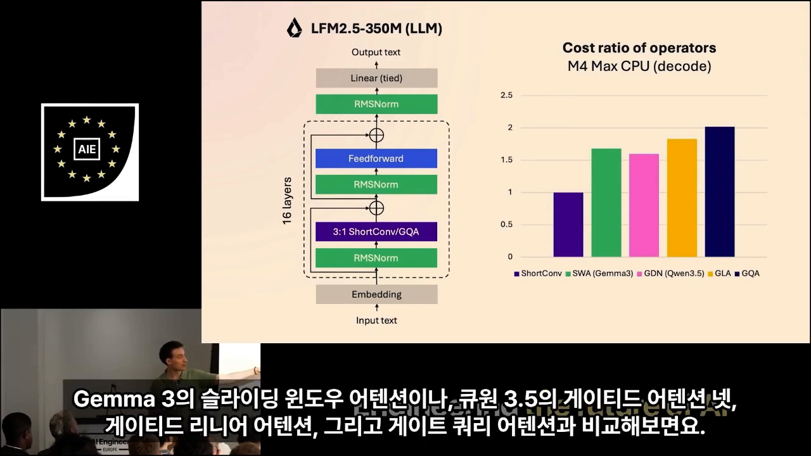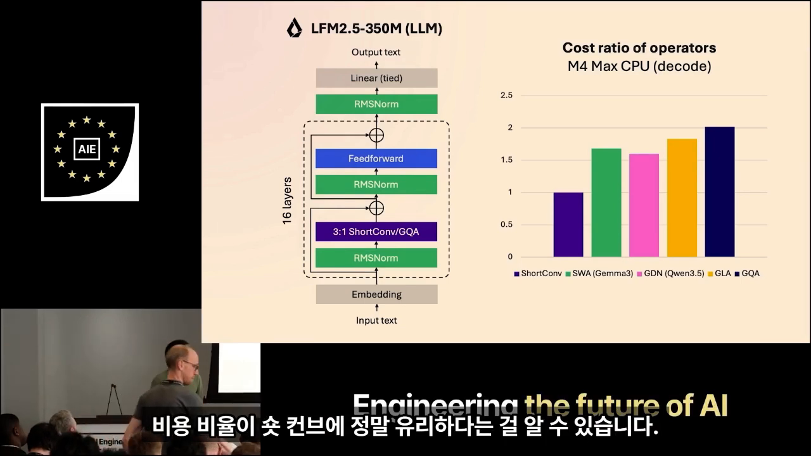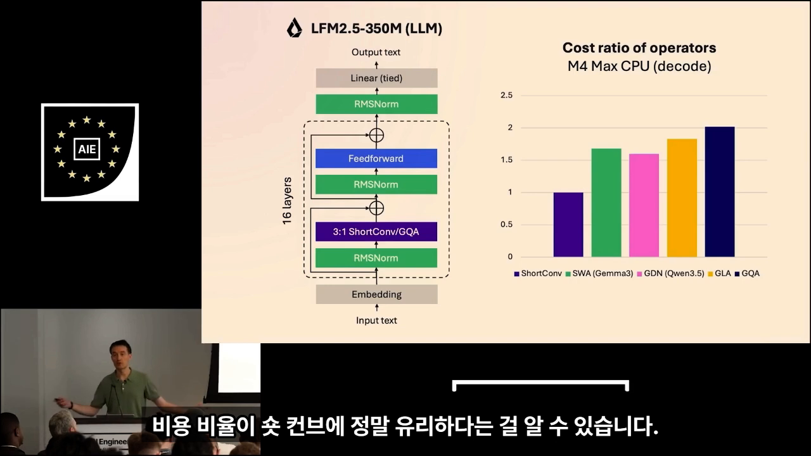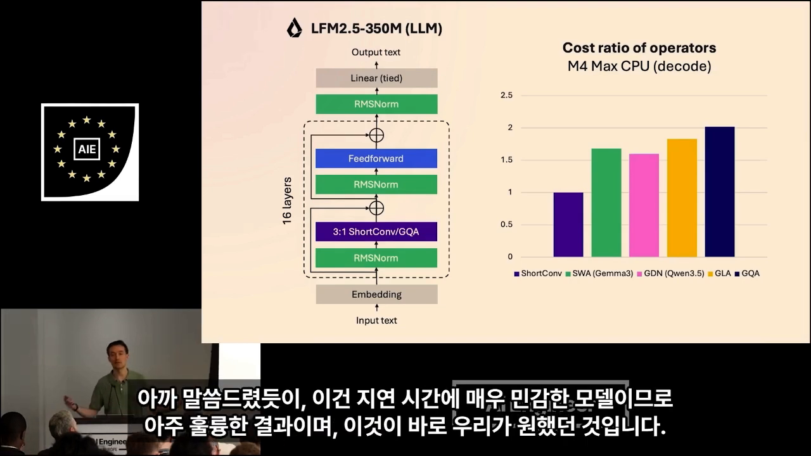So you can see here compared to sliding window attention from Gemma 3, the gated alternate from Qwen 3.5, gated linear attention, and group query attention, you can see that the cost ratio is really in favor of short conv, which is great because we said that this is very latency sensitive. So this is exactly what we want.